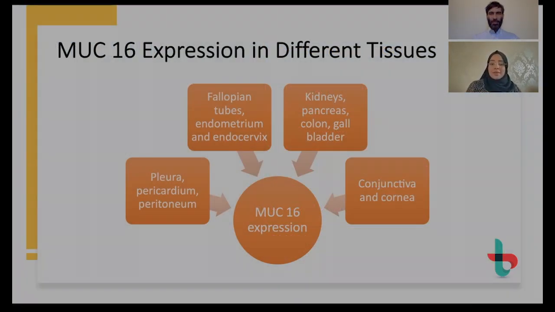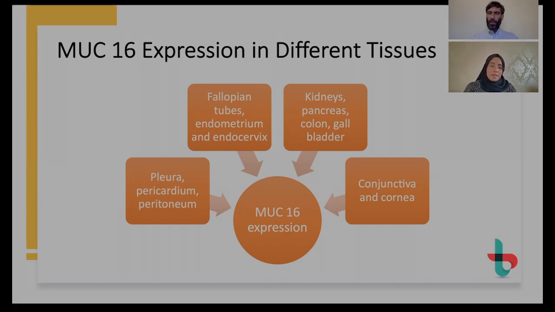Okay. So MUC16 was initially thought to be expressed solely in ovarian cancer tissues. However, later on it was discovered to be expressed in the pleura, in the pericardium, and in the peritoneum. It's also expressed in the female genital reproductive tract, so it's found in the endometrium, in the endocervix, and in the fallopian tubes. It's also found in other abdominal organs, such as the pancreas, the colon, and the gallbladder, as well as the kidneys.